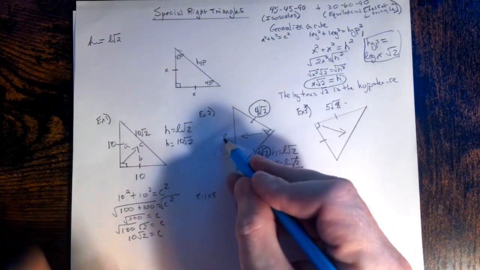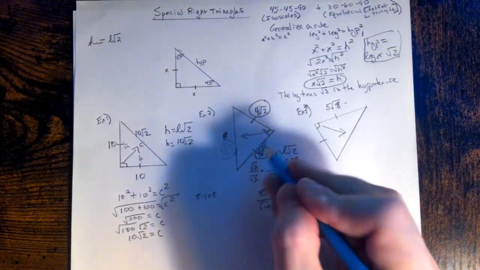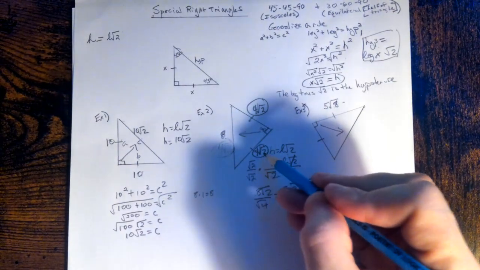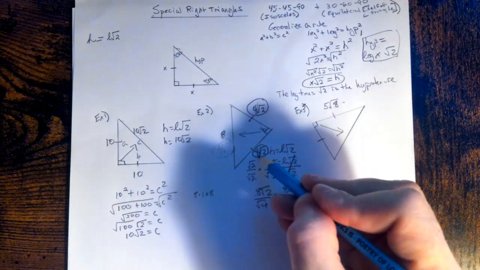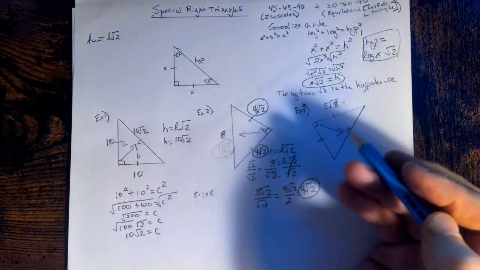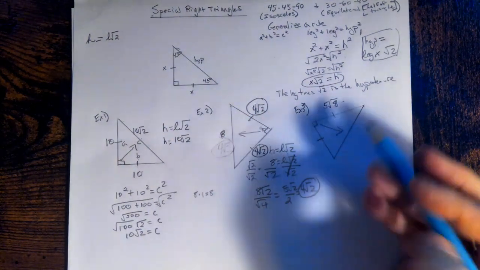Because this is the hypotenuse, right? And if this is the hypotenuse, the leg has to be less than the hypotenuse. So 10 times the square root of 2 is greater than 10. 4 times the square root of 2 is less than 8 because the square root of 2 is 1.41 something, and so 4 times 1.41 is less than 8. So we can kind of see that this is the way we do it.